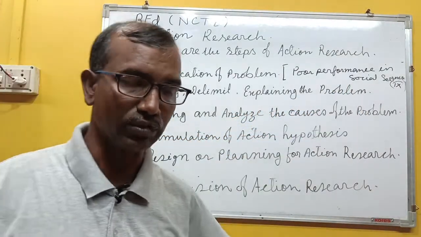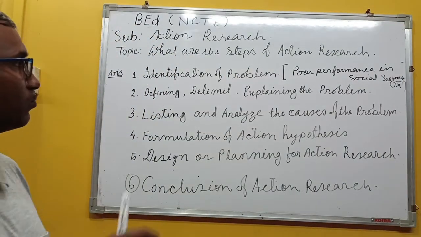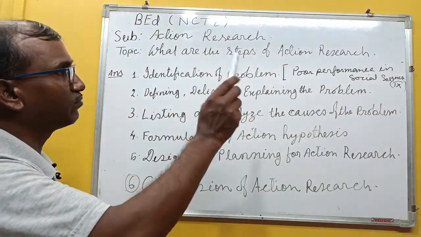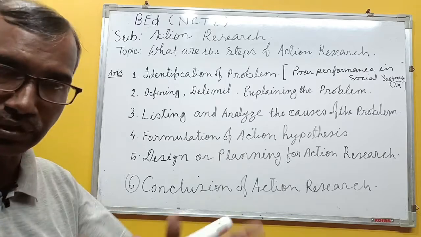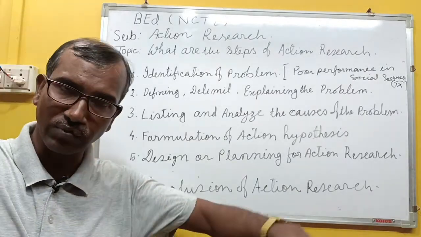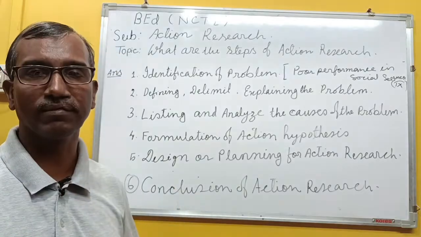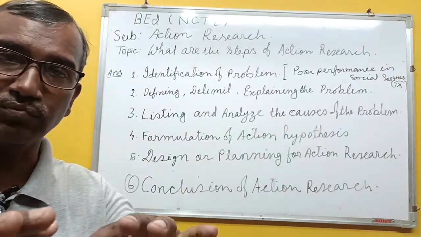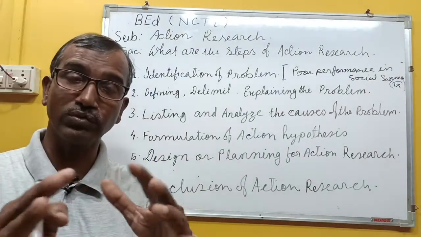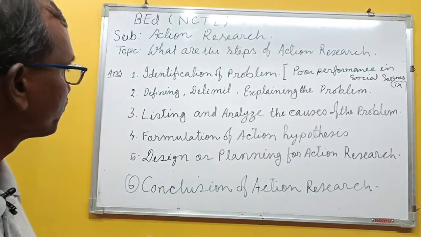Explain the problem. Later on, we must define the problem and delimit the area. That means giving the boundary of the problem, that is delimitation. So the boundary is class 9, and the subject for the problem is only social science.